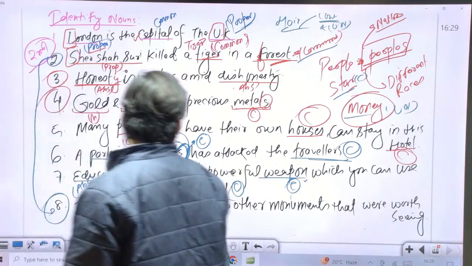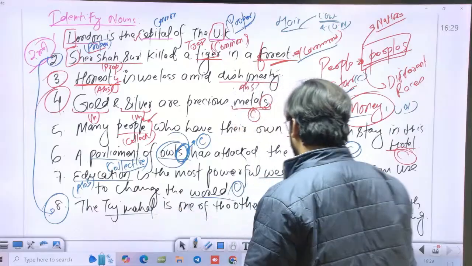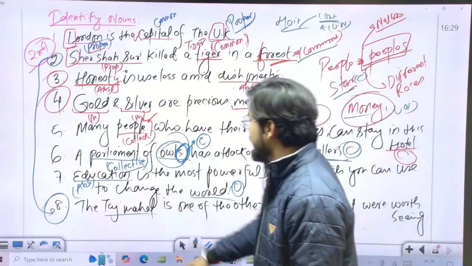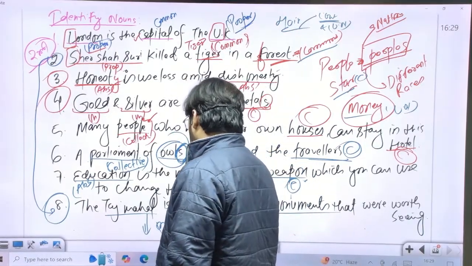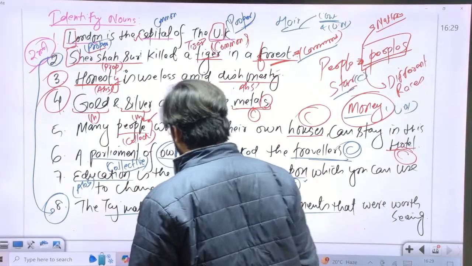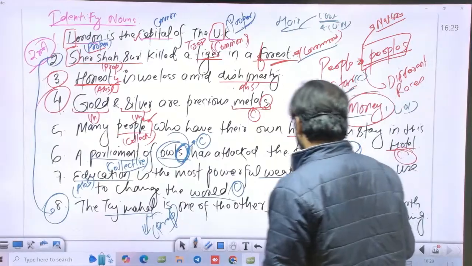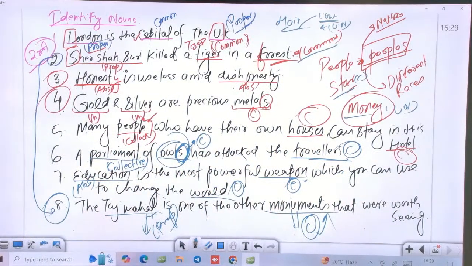Question number 8 is Taj Mahal. Then we have monuments. Taj Mahal is a proper noun. We can't say common. Monuments is common. So these we have done over here.